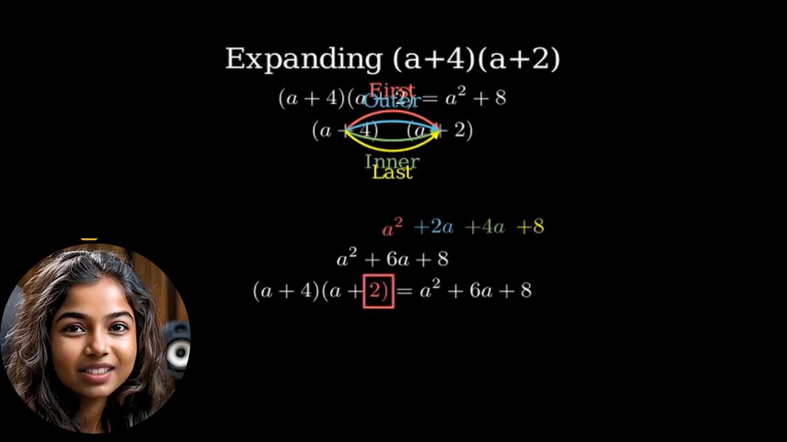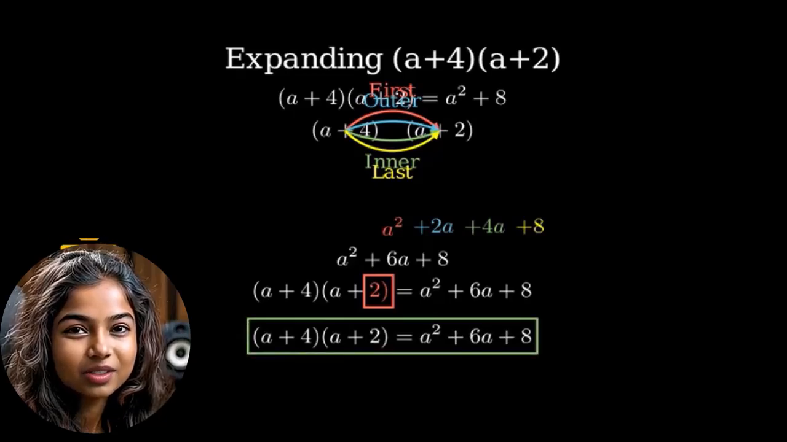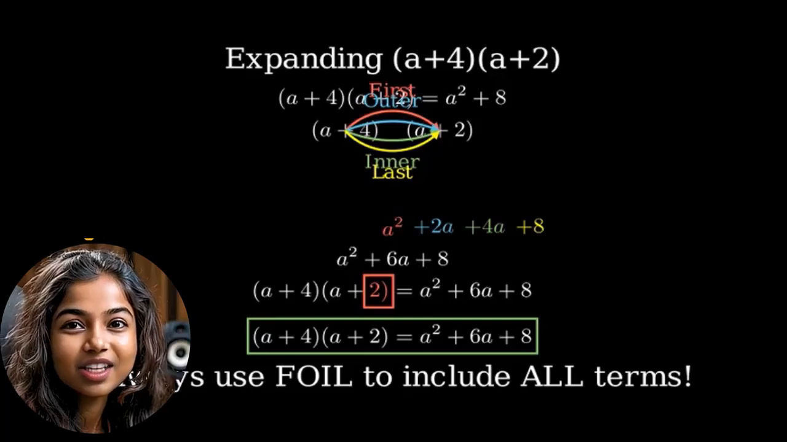However, we can now see that this is incorrect because we're missing the 6a term in the middle. This is a common mistake when expanding binomials, forgetting to include all the terms that come from the FOIL method. The correct expansion of a plus 4 times a plus 2 is a squared plus 6a plus 8. Remember, when multiplying binomials, always use the FOIL method to ensure you include all terms in your expansion. The middle terms are just as important as the first and last terms.